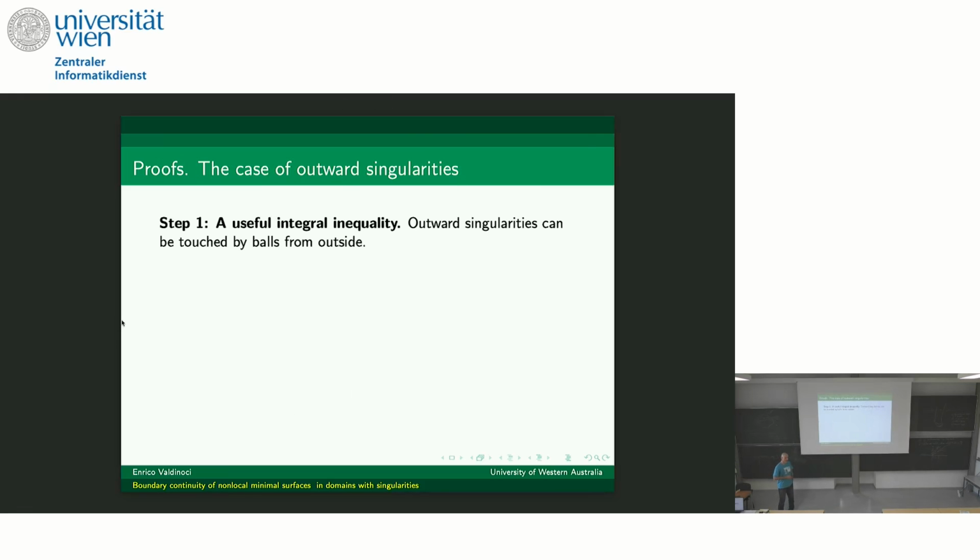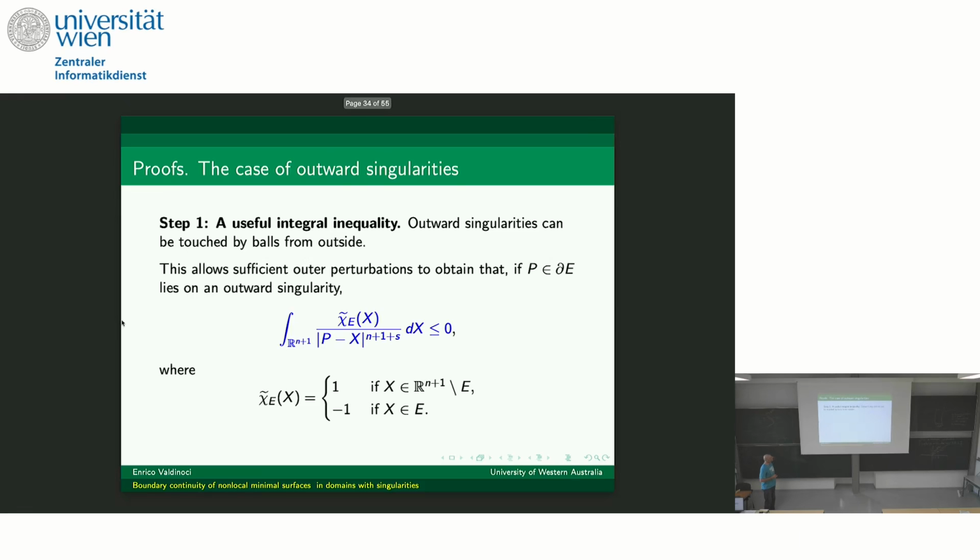So maybe I can say some words about the proof. First of all, the case of outward singularities. The case of outward singularities is based on a careful calculation of the non-local mean curvature. The idea is that I look at the non-local mean curvature equation.